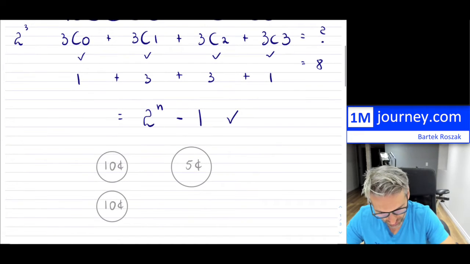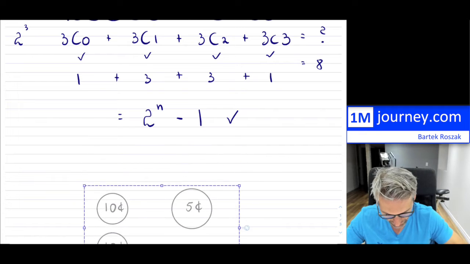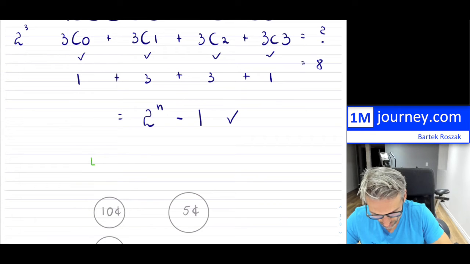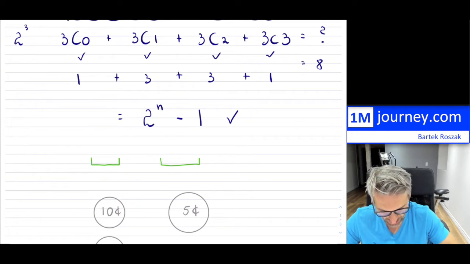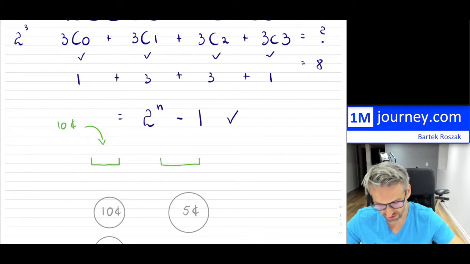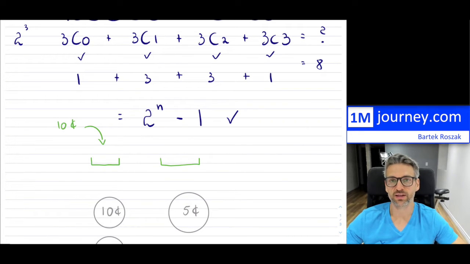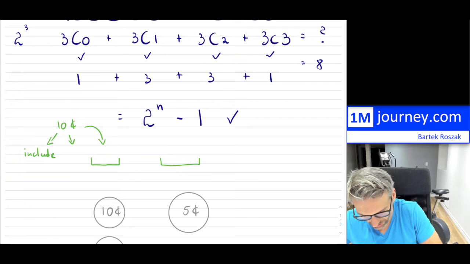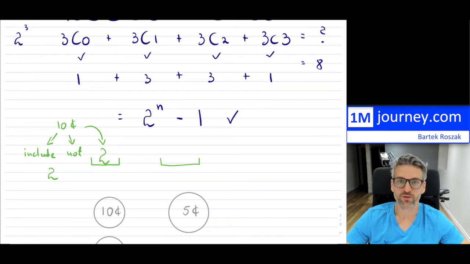So maybe I'll shift this down a little bit and just mention that you can look at this in a much different way. What you can say is, I have 2 distinct items that I can choose from. For instance, for the 10 cents, you could have said, I can include it in counting the 10 cents, or I don't include it, which means I really have 2 possibilities here. Okay, so that is 2 possibilities that I can have for that 10 cents.